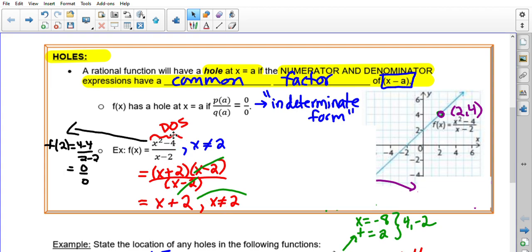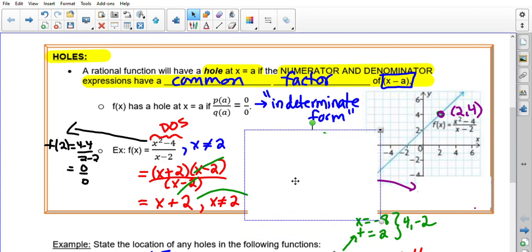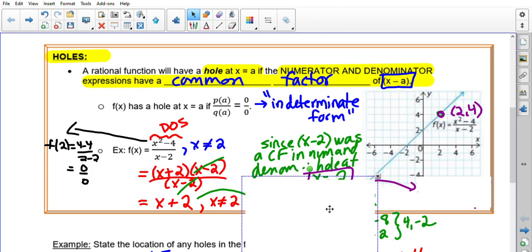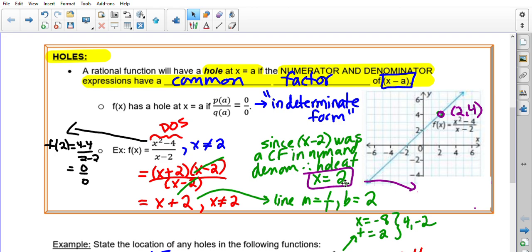So if I asked you to graph this rational function, that means that it is going to be the line y equals x plus 2, but there is going to be a hole at x equals 2. There's going to be a hole at x equals 2 because there was a common factor of x minus 2 in the top and bottom.